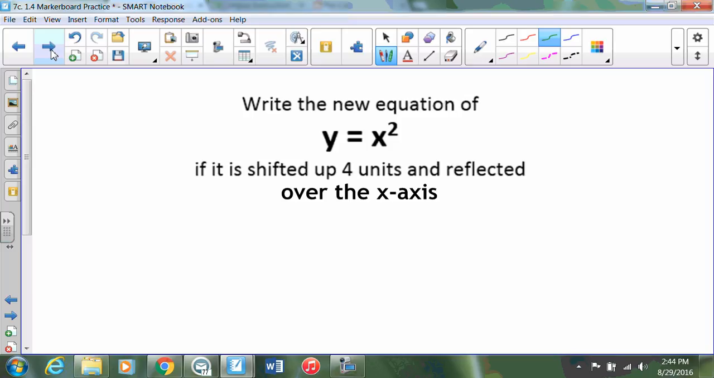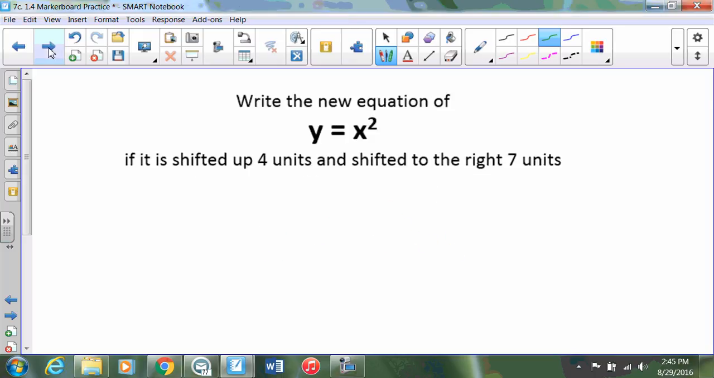Here it shifted up 4 units and reflected over the x-axis. That reflected over the x-axis means a negative right after the equal sign. And the shifted up 4 units would just be plus 4.